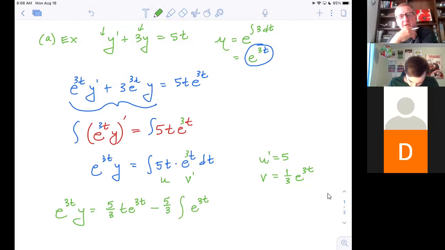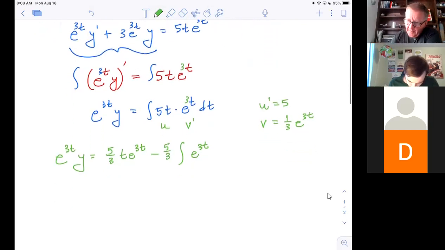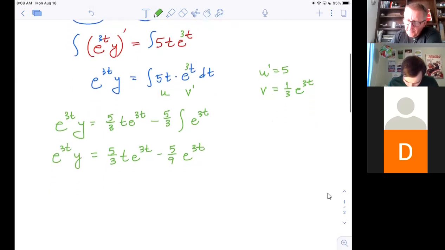And then we say, okay, yeah, that integral is easier now. It's the beauty of integration by parts. And so I can take the integral of e to the 3t. And so great, I'm home free. And so awesome, 5/3 t e to the 3t minus the integral of e to the 3t, which would be e to the 3t divided by 3. So that would become 5/9. And so then I've done it. All I have to do is divide by e to the 3t, which beautifully causes a lot of this to simplify.